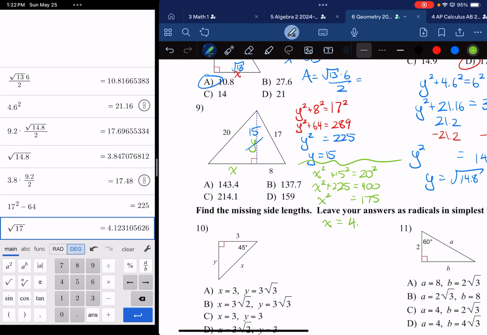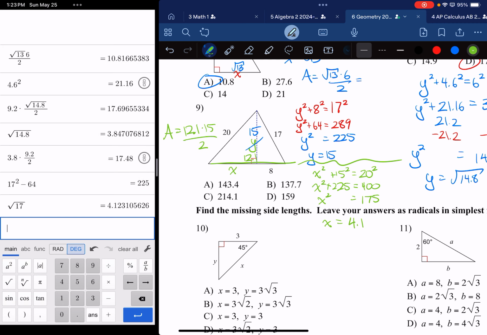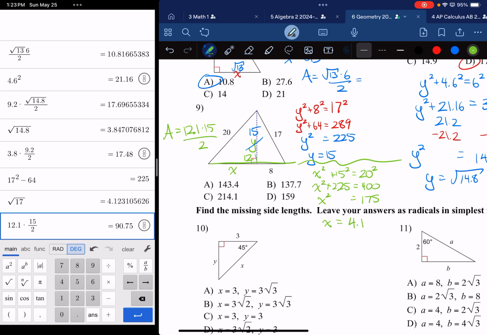4.1. All right, so that means that the entire base down here is going to be 4.1 plus 8, which is 12.1. So I'm just going to say this entire length down here is 12.1. And then my area is going to be base, 12.1, times height, which is 15, all divided by 2. So I'm going to say 12.1 times 15, and then all of that divided by 2. And I get 90.75, which is nowhere in the ballpark of correct because all my answers are over 100.